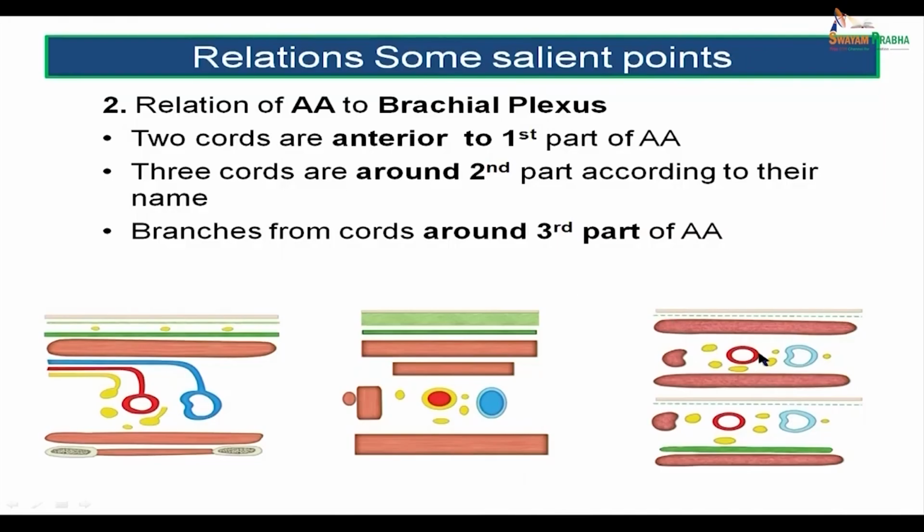In the third part, what we find is the branches of the cords of brachial plexus. They are related around the third part of axillary artery. So, this is what we have to remember in the relations of first part, second part and third part of the axillary artery to brachial plexus, its cords and branches.